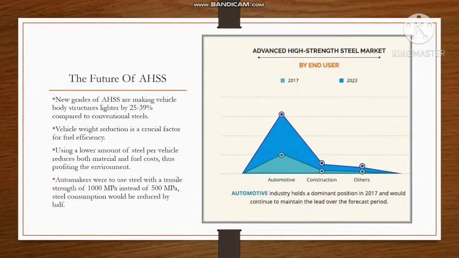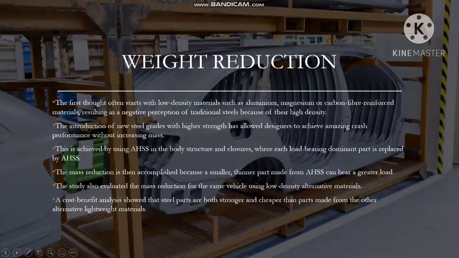This is a figure about the advanced high strength steel market from 2017 until 2023. This is the automotive graph, this is construction, and this is others. For the use of high strength steel, the automotive sector has used more than construction and others. Okay, next.